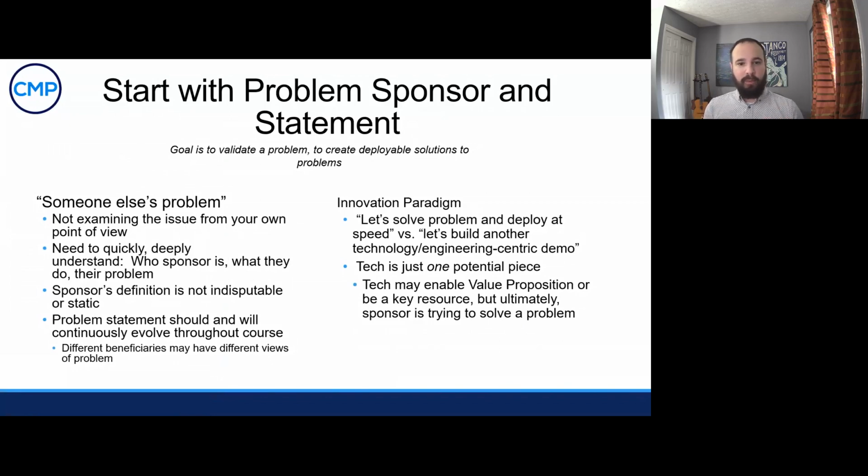And tech may enable a value proposition. But remember that even if you're given a technology problem, it doesn't necessarily mean that the problem is technology. So this is where your discovery is going to come in very important to you, because you're going to really understand what is that problem that we're trying to solve for. It could be a technology problem. It could be a policy or adoption issue. The only way you're going to figure that out is through your discovery.